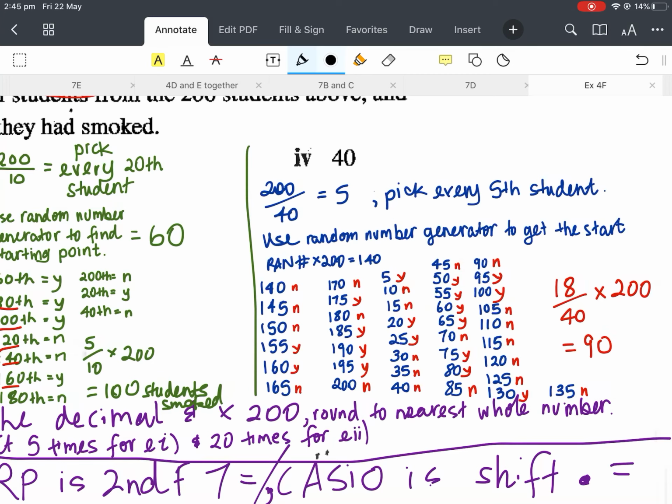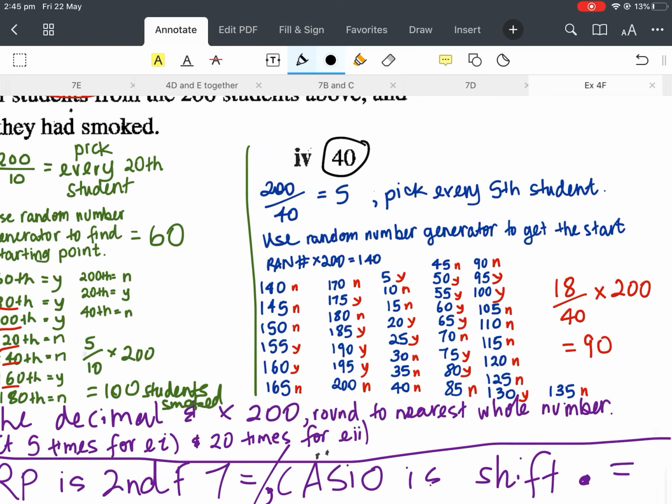So again, I did the same sort of thing. This time, I did 200 divided by 40, because they wanted 40 students altogether. So that told me to pick every fifth student, and use your random number generator to get your start. I got a starting point of 140. Notice they all go up by 5s. You've got to read off all those yes, no's up there and get the right ones.